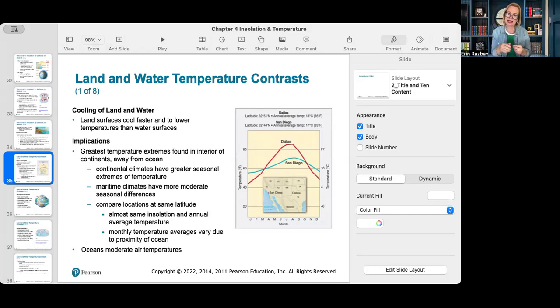Now, understanding these land-water temperature contrasts really helps to explain global climate patterns and why different regions experience varying temperature ranges throughout the year.